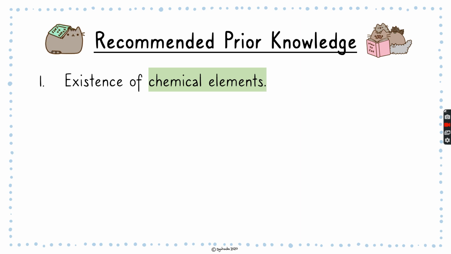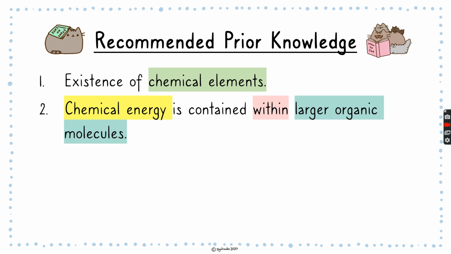Number 1, you need to know about the existence of chemical elements. Number 2, you need to know about chemical energy. And what is it about chemical energy that's important? The fact that chemical energy is contained or stored within larger organic molecules. That word, organic, is related to the word biochemical as well.